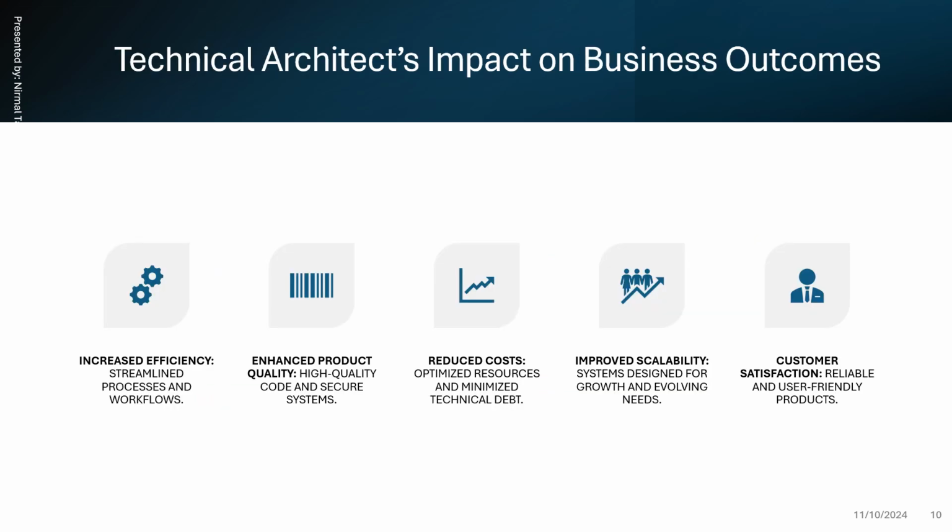A skilled technical architect can have a substantial impact on business outcomes. By streamlining processes, they enhance efficiency across the organization. High-quality systems lead to satisfied end users and increased customer retention. Furthermore, by optimizing resources and reducing technical debt, a technical architect can help reduce overall costs. Scalable systems also allow a business to grow and adapt to changing needs over time.